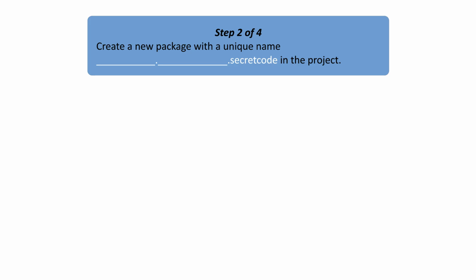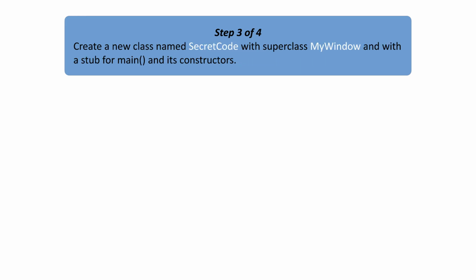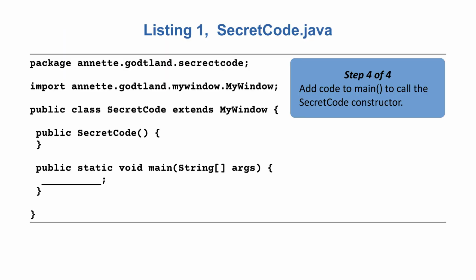Next, create a new package with a unique name. Hint: I named mine annette.gotland.secretcode. Then create a new class named Secret Code with superclass MyWindow and with a stub for main and its constructors. And finally, add code to main to call the secret code constructor. Run it. What happened? It should have opened the DIY window with no contents.